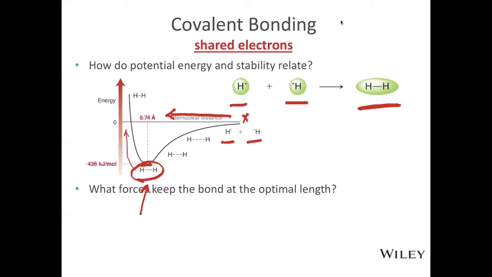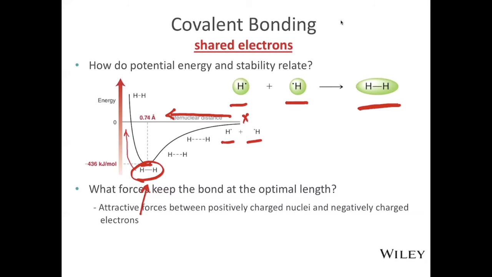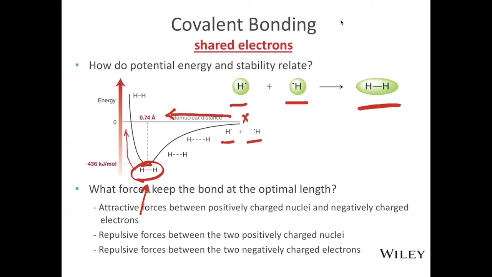What forces keep the bond at the optimal length? Attractive forces between the positively charged nuclei and the negatively charged electrons, and repulsive forces between those 2 positively charged nuclei. Also, repulsive forces between the 2 negatively charged electrons.